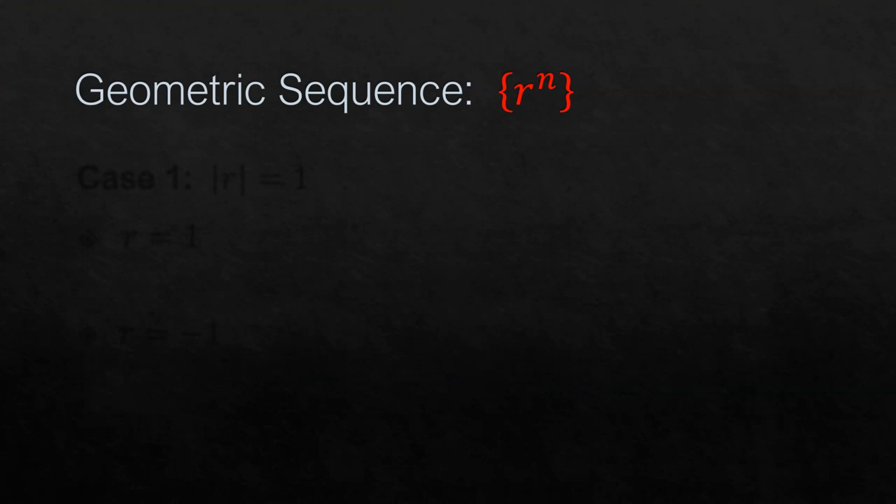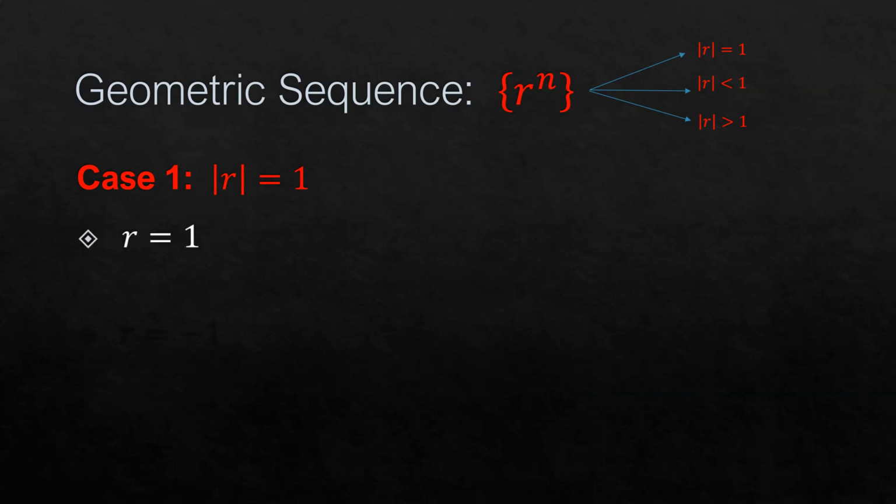Okay, so when we're looking at the ratio r to the nth power, we could consider three possible cases. When the absolute value of r is 1, when the absolute value of r is less than 1, or when the absolute value of r is greater than 1. Okay, so let's first consider the case where the absolute value of r is 1. Well, when is the absolute value of a number equal to 1? When that number is 1 or that number is -1.